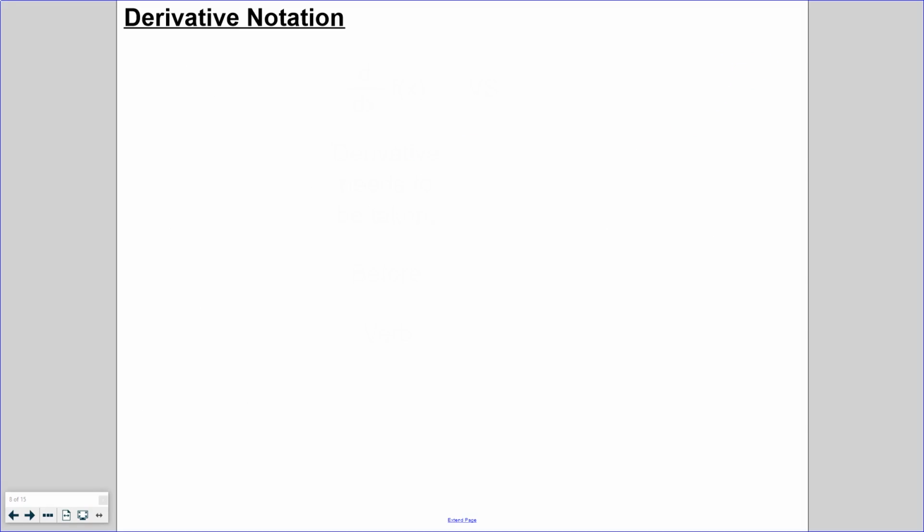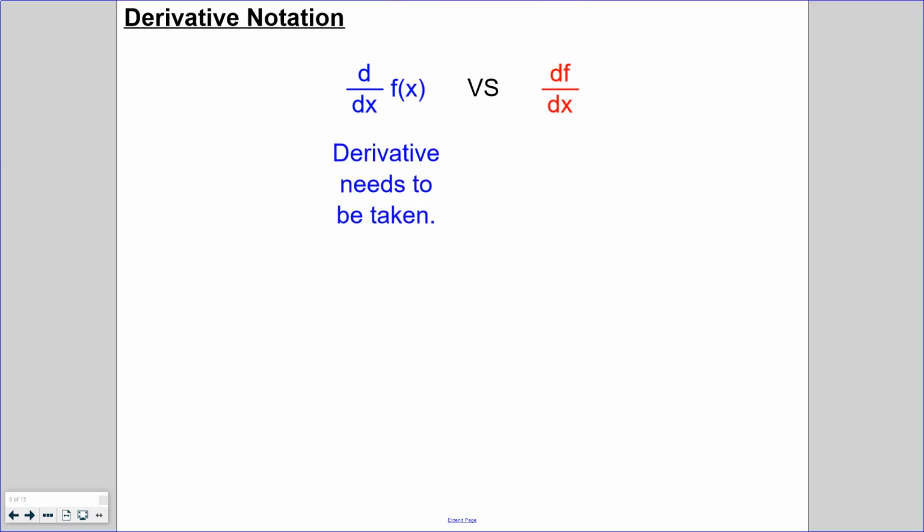Now, depending on how the notation is written is going to tell you certain things about the derivative. What do I mean by that? Well, for example, if we have d over dx of f of x versus df over dx, what is the difference between these two notations? And there is a significant difference. d dx of f of x means that the derivative needs to be taken, whereas df over dx means that the derivative has already been taken. One's a before, and one's an after.